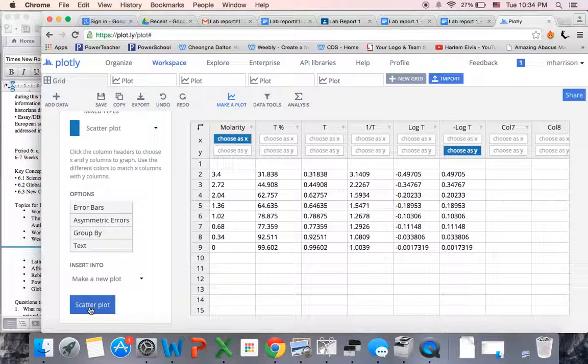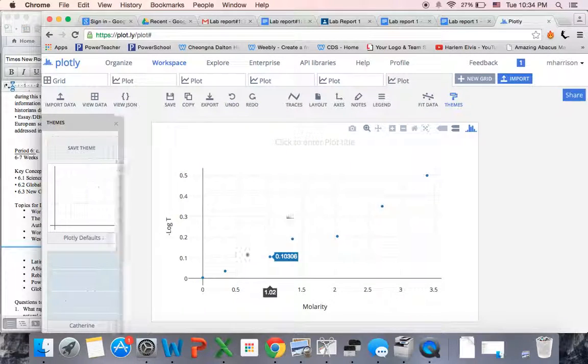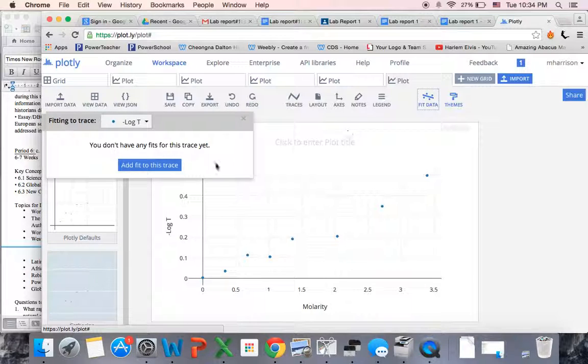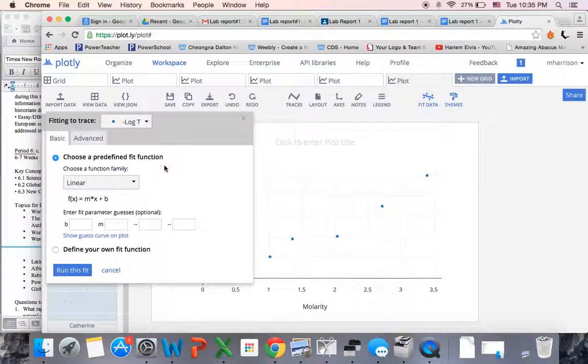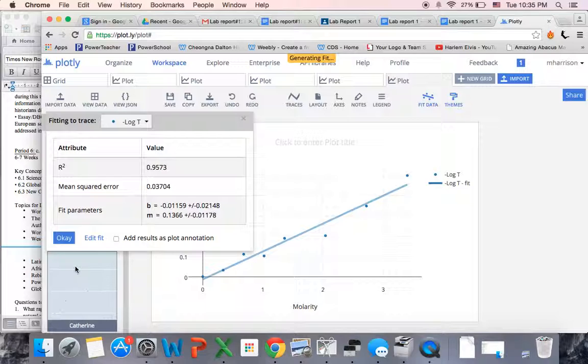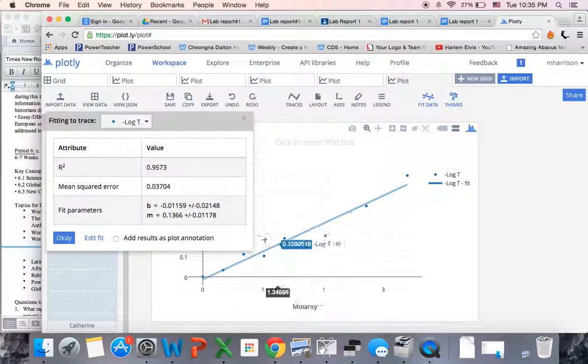Now minus log t, again a scatter plot. Fit the data, add the fit to the trace, run the fit, and we've got a positive linear relationship with the lowest mean squared error. So we're going to use this. So we're probably going to use this as our data.